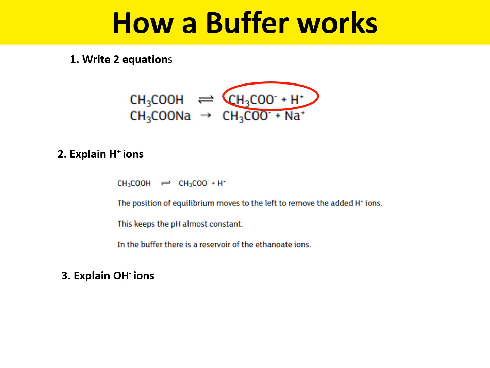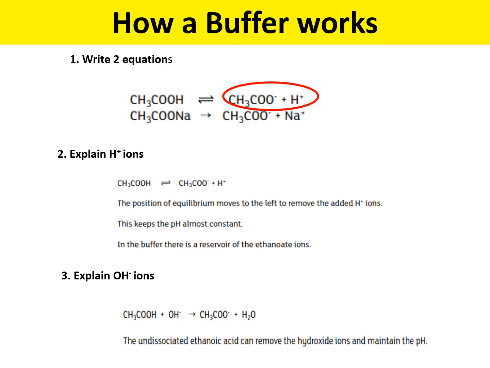What happens when we add OH minus ions? In this case, the OH minus ions react with the undissociated ethanoic acid and they are removed. Again, this maintains the pH.